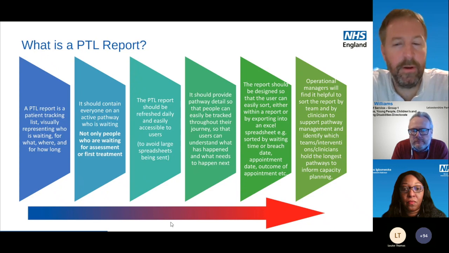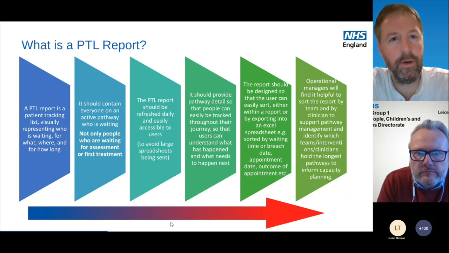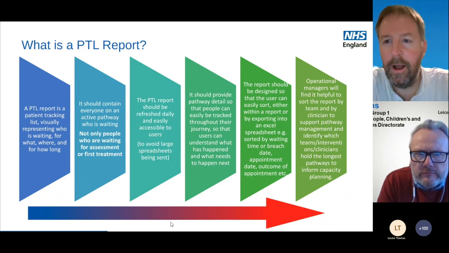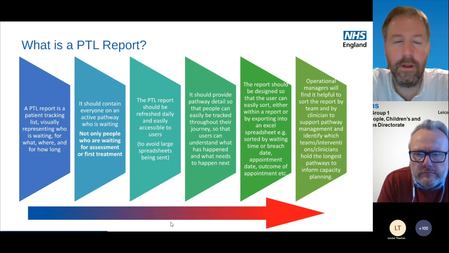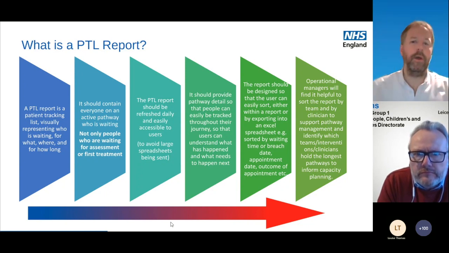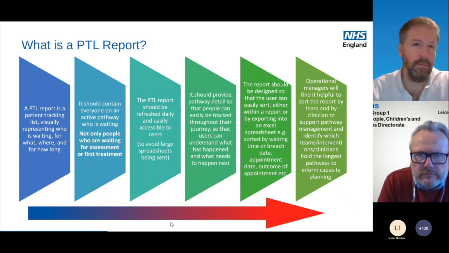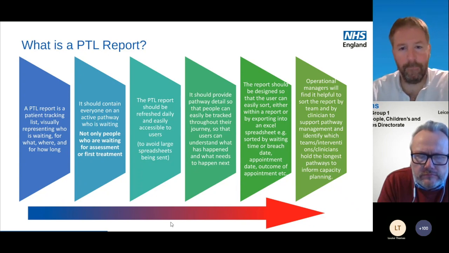It should be designed so people can sort them easily, according to their own particular priorities, but always with the same breach dates and key target dates. And managers might find it helpful to be able to sort it by team and by clinician to help them identify where the potential blockages in pathways are. Next slide, please.